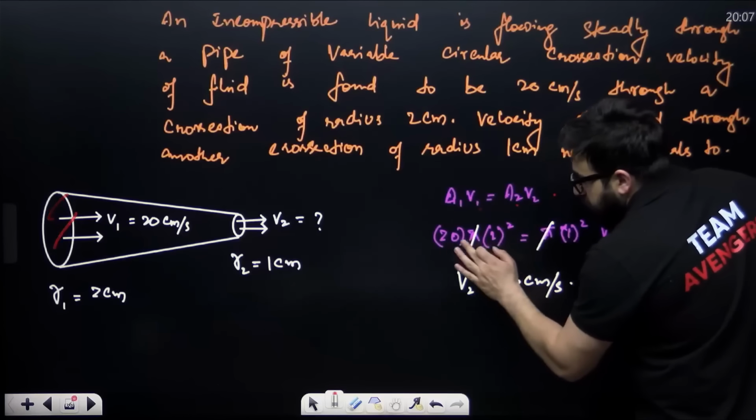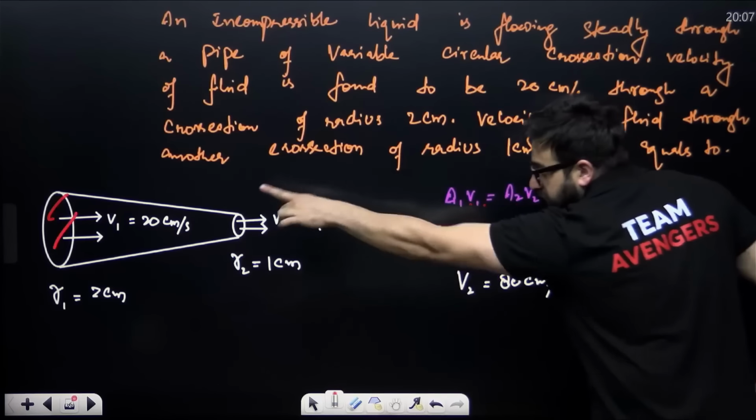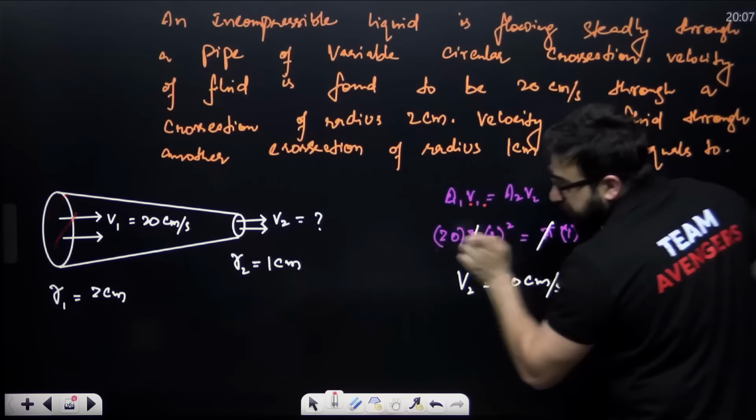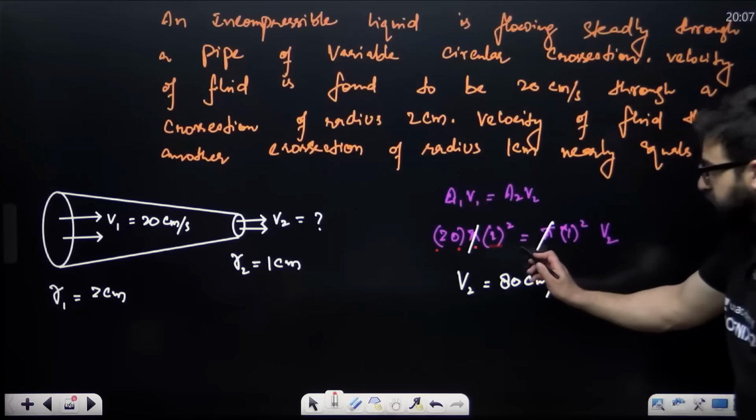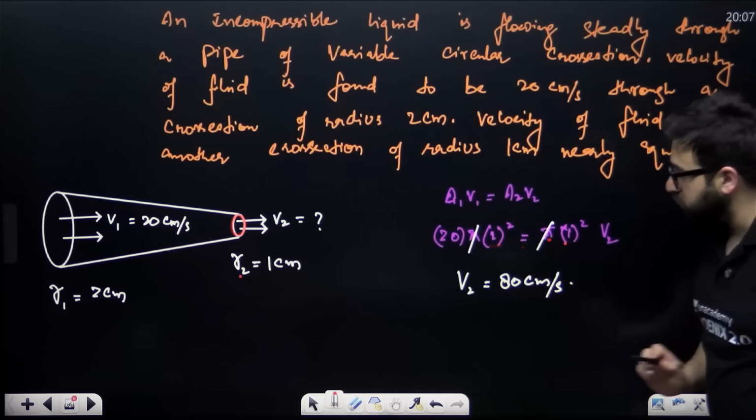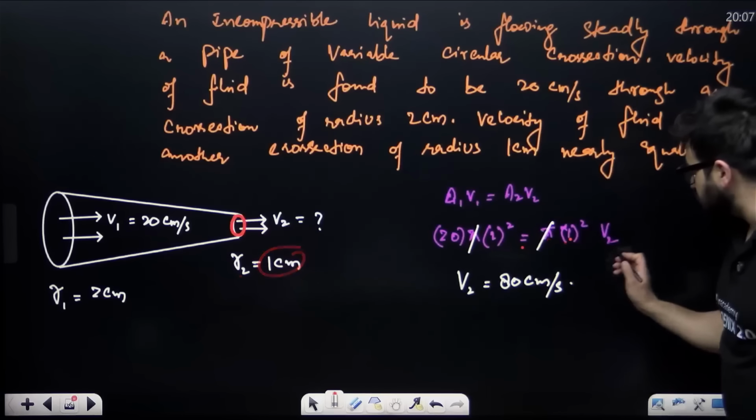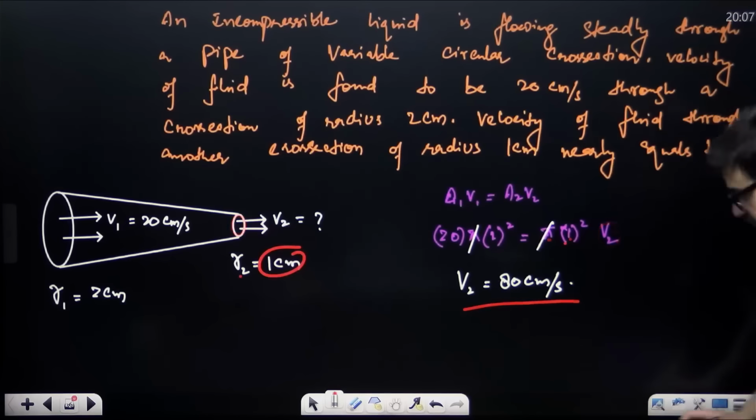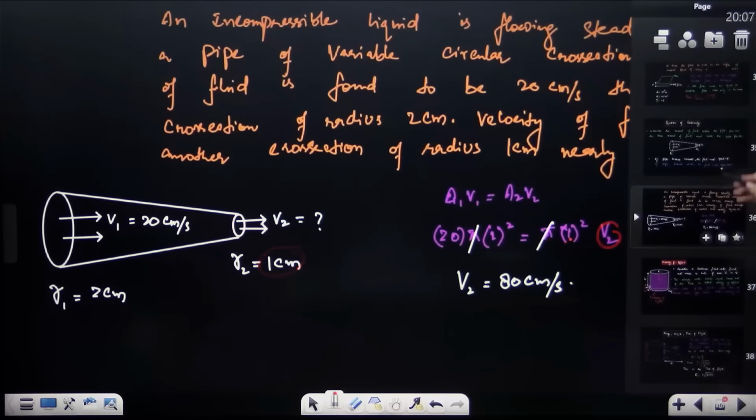So you can say velocity is 20 over there, and pi into r square, where the radius over here is 2 centimeters, is equal to, what is the area over here? Pi into r2 square. What is the value of r2? That is 1. So 1 square into V2. From here, you will get the value of V2 as 80 centimeters per second, my dear NEET aspirants.